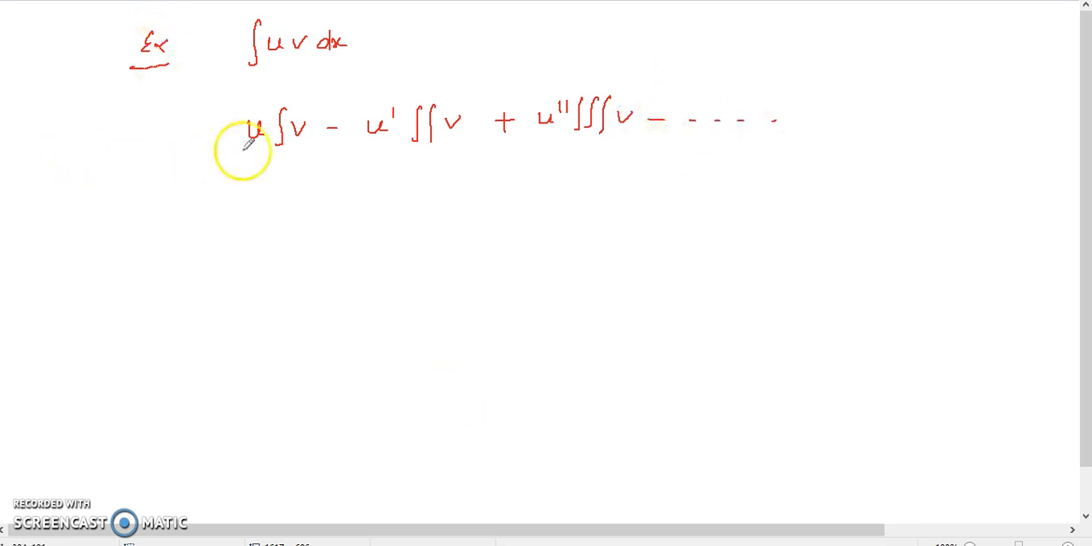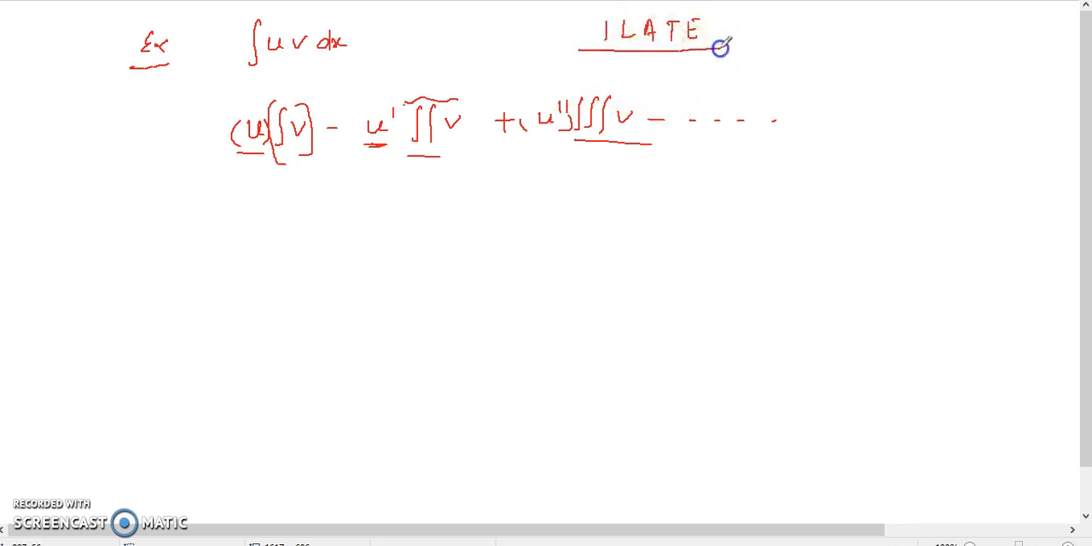So how will you remember? Here you keep u as it is in the small bracket, and v you write in the big bracket. Similarly u dash: you differentiate u one time. V, which is in the big bracket, you integrate once again, so it becomes a double integration. Similarly here u you differentiate again and v becomes triple integration, and so on. And you have to keep in mind ILATE.